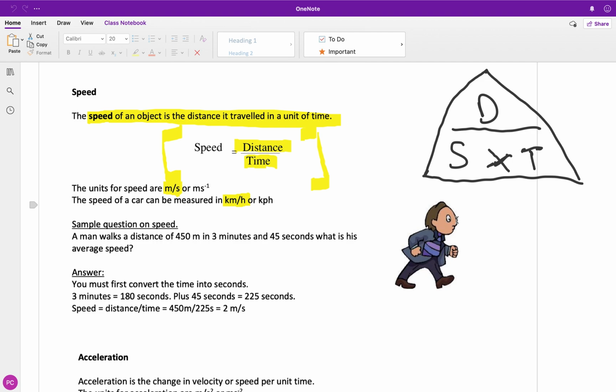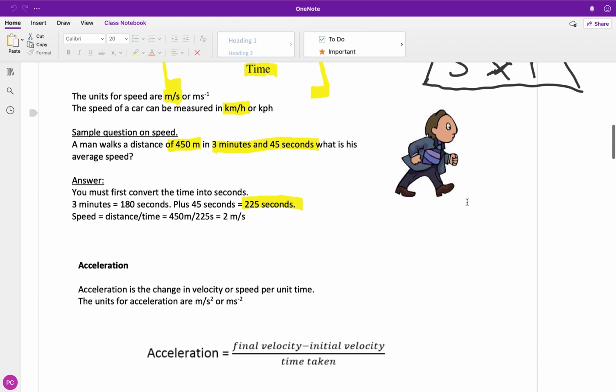So, sample question. A man walks 450 meters in 3 minutes and 45 seconds. What's the speed? We say, well, how many seconds are in 3 minutes and 45 seconds? Well, in 3 minutes, there's 180 seconds. And then, of course, the 45 seconds. So we're going to have 225 seconds. That's going to be our time.